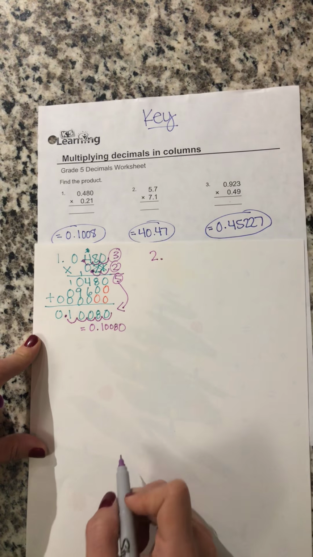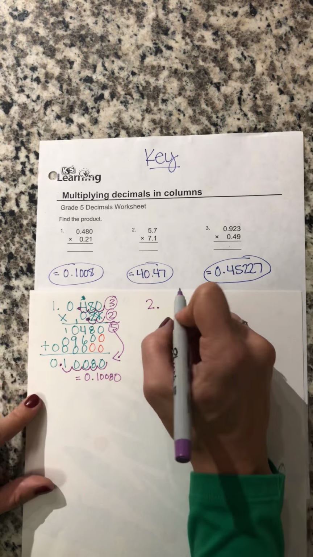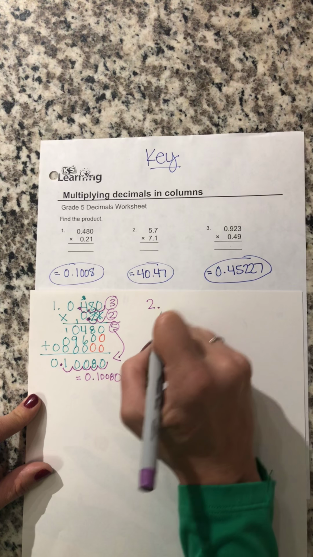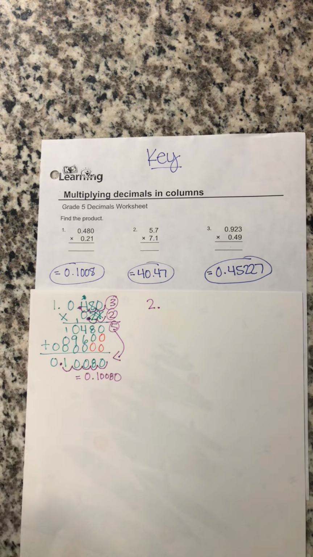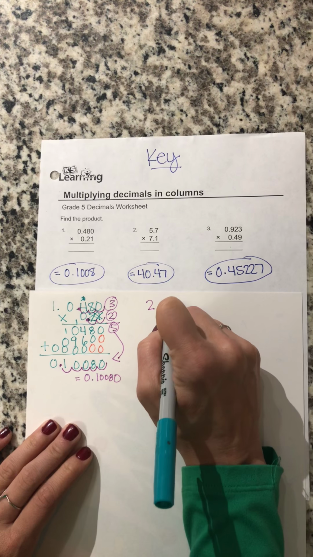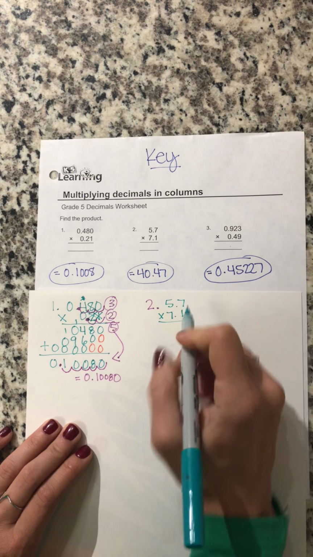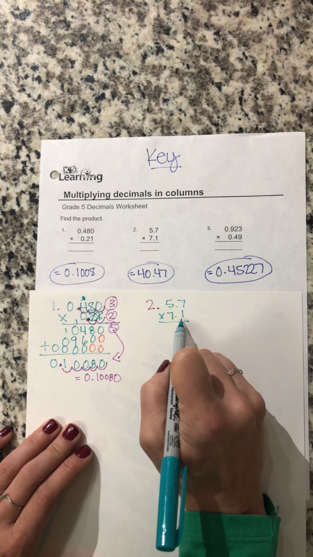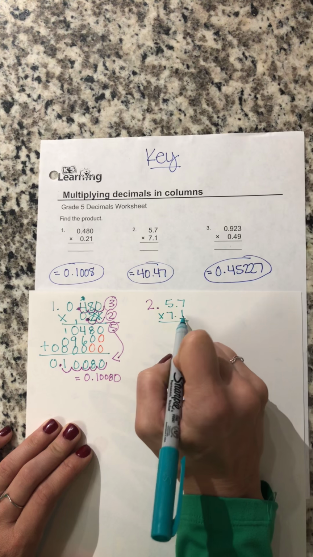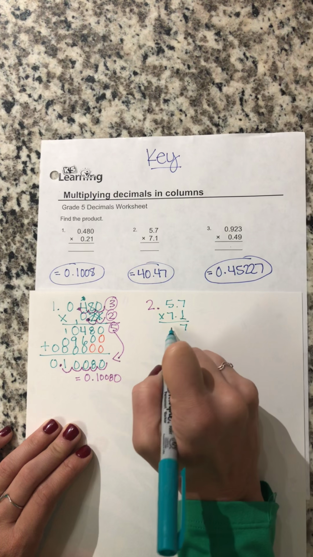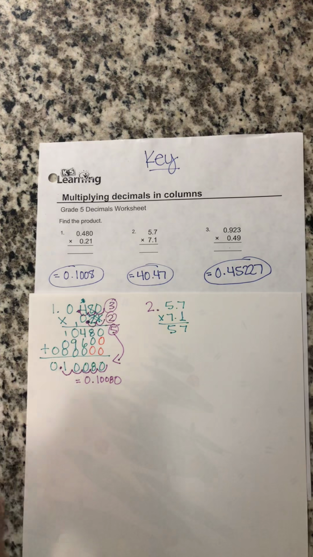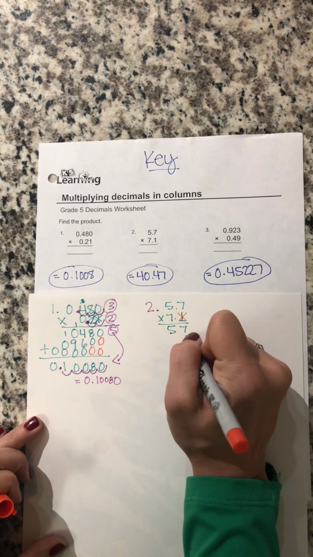I have, this is my answer. If we didn't get that, we will watch and see what we did wrong. So I have 5 and 7/10 times 7 and 1/10. It just happens they line up, but that doesn't always happen. We start with the 1 and multiply everything on top by 1. 1 times 7 is 7. 1 times 5 is 5. I am now done with my 1, so I'm going to cross them out, put a 0.